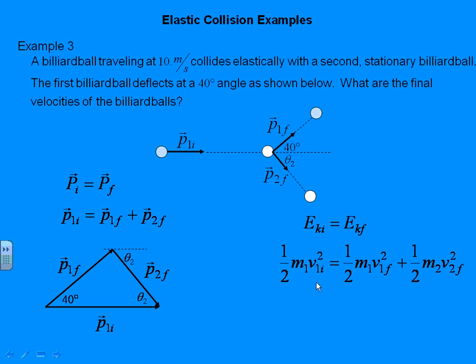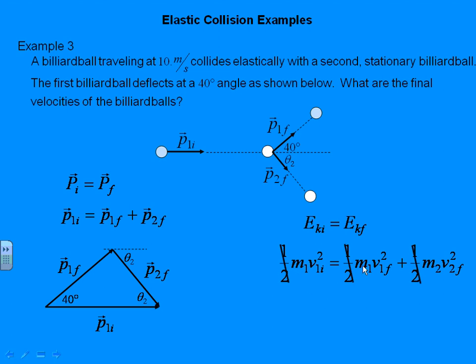Initially, the only thing that has kinetic energy is the first billiard ball. And then the final kinetic energy is the sum of the kinetic energies of the two billiard balls. And this is not a vector equation, because energy is a scalar. It's an amount of ability to produce change. Well, the 1/2 certainly cancel.